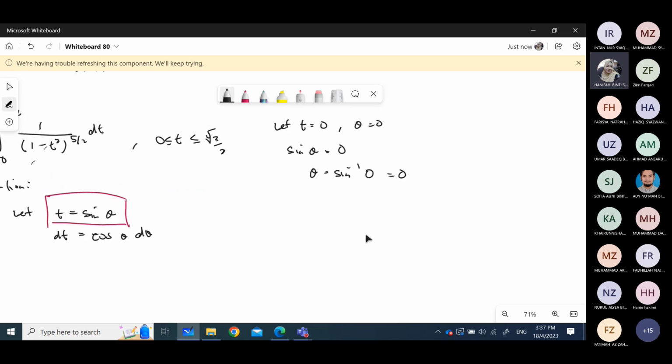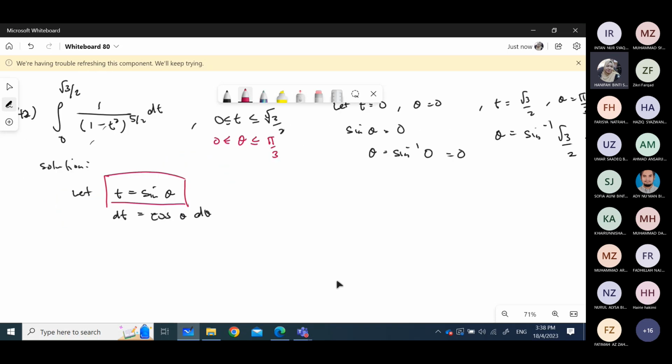So next we look at the upper limit. So the upper limit of t is square root 3 over 2. Okay, so our theta is sine inverse of t, which is square root 3 over 2. Okay, so you just plug in your calculator. Sine inverse square root 3 over 2. So pi over 3. So therefore, if t is square root 3 over 2, then theta is pi over 3. Okay, so the limit in theta is 0 to pi over 3. Okay, so means that you no need to change back into t terms. Okay, you can evaluate it directly.